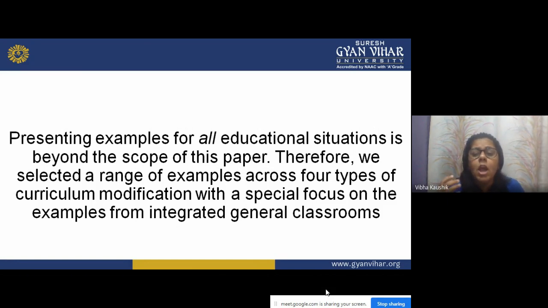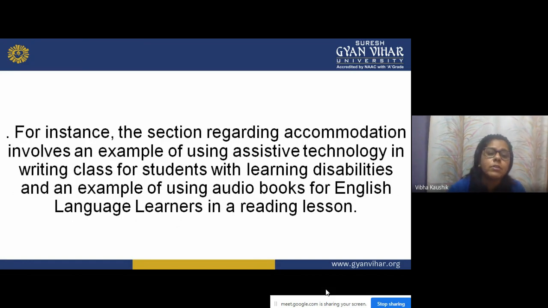We have selected a range of examples across four types of curriculum modification, with a special focus on the examples from integrated general classrooms. This means how these modifications have been implemented in the curriculum and what the role of the general classroom was, when we explain with examples that happened in the general classrooms.